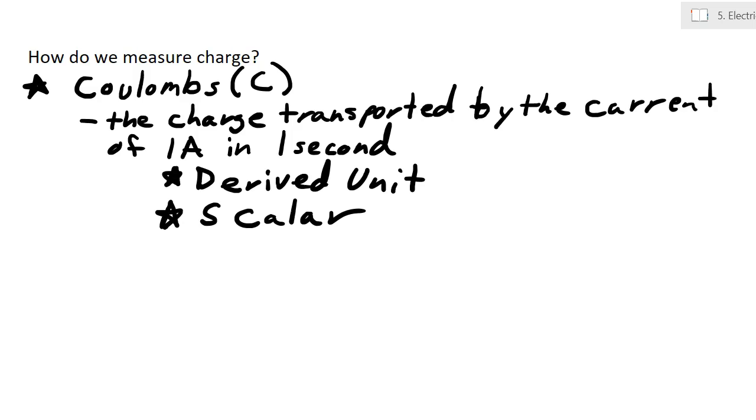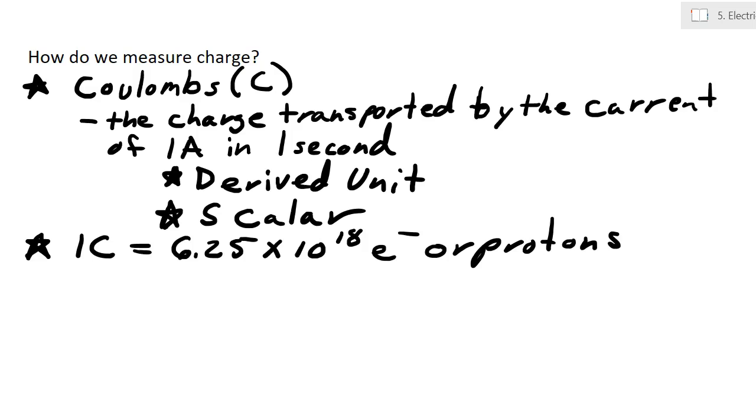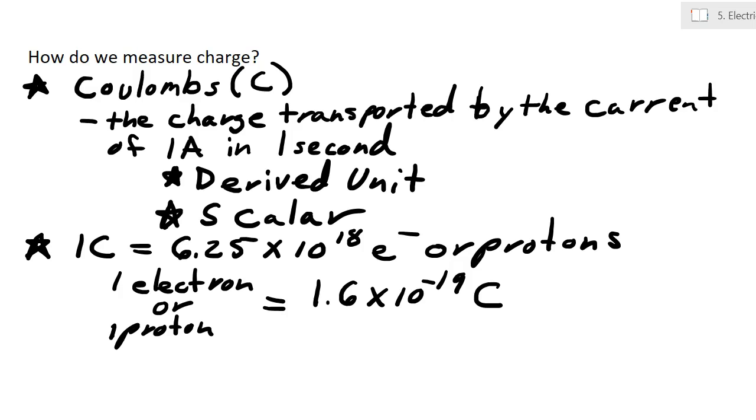So 1 coulomb of charge doesn't represent the charge of an electron or a proton. It in fact represents the charge of 6.25 times 10 to the 18 electrons or protons. If we flip this around, we would say that 1 electron or 1 proton has a charge of 1.6 times 10 to the minus 19 coulombs. Because both the electron and the proton have the same charge, but opposite, we call 1.6 times 10 to the minus 19 coulombs the elementary unit of charge, which we represent with a lowercase letter e.